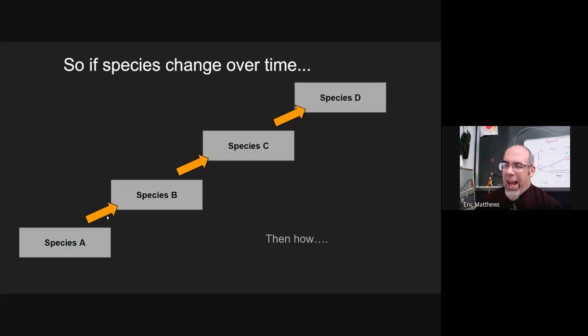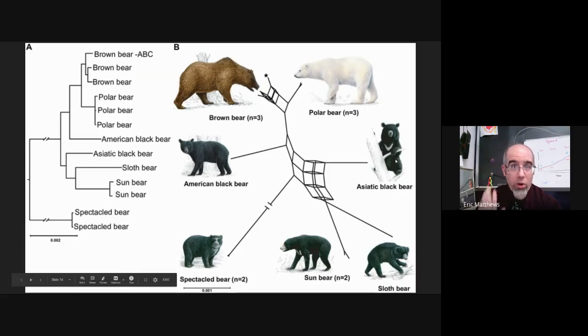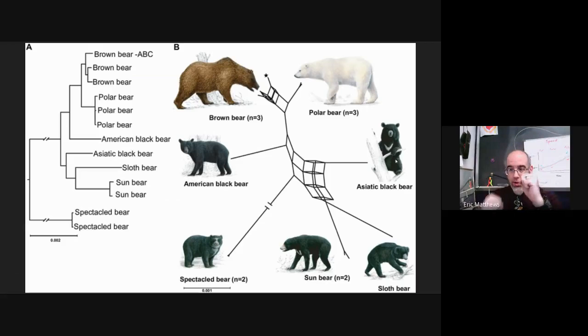You get the idea, but how? How then do we end up with a situation like this? Polar bears, brown bears, black bears, spectacled, sun, sloth, and Asiatic black bears. These are all currently existing. If 1 turns into 2, turns into 3, turns into 4, then how did we get 1 turning into 7? So this is where we have to talk about speciation.